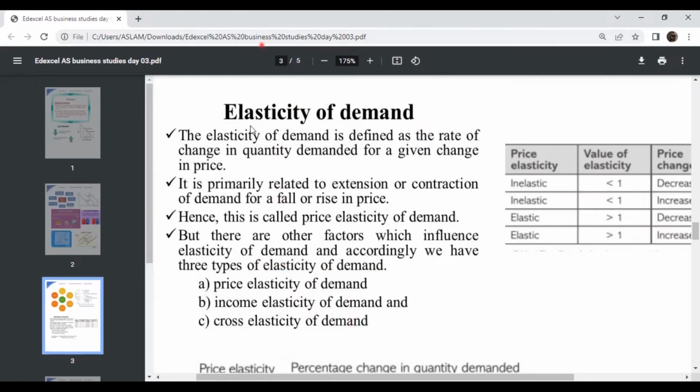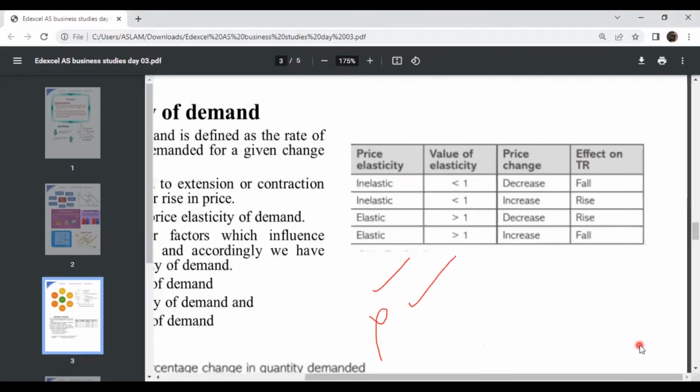Cross is not there in your business studies syllabus, so I'll cut it off. What you need to know is PED plus IED when you're doing your BS papers. When you're doing case studies today, you will understand how these are interrelated. Now here they are given a few elasticities.